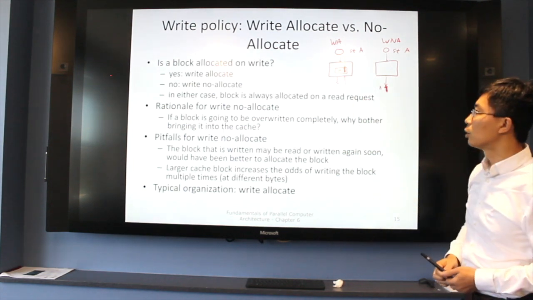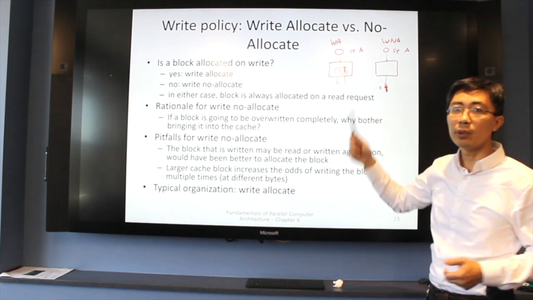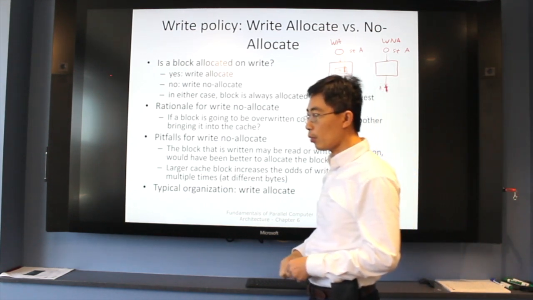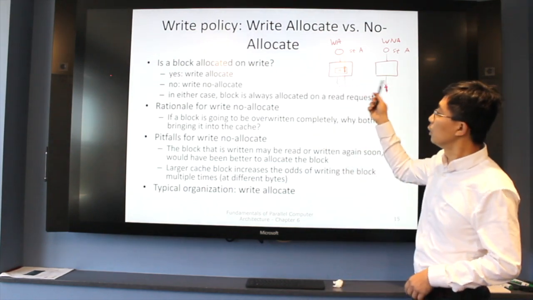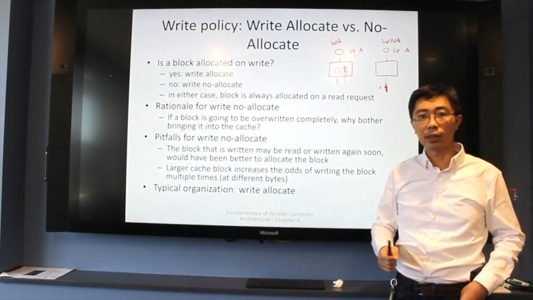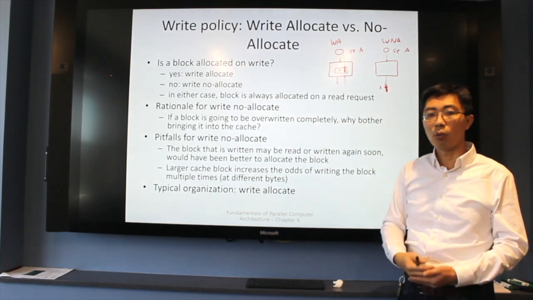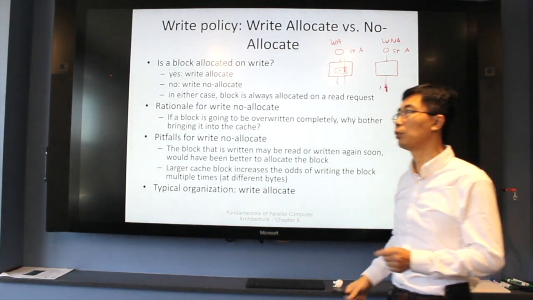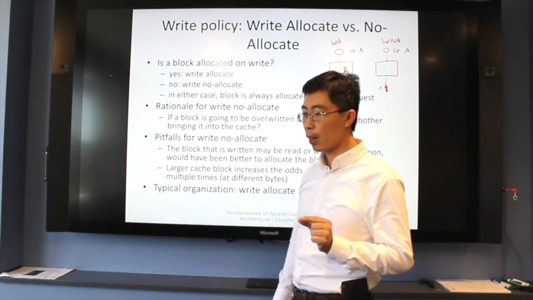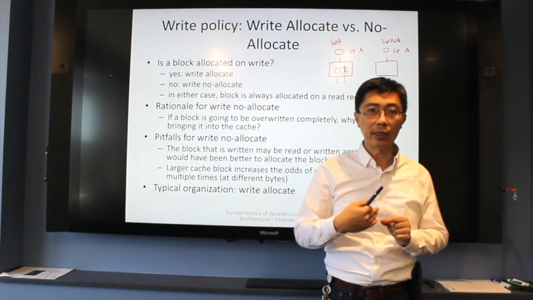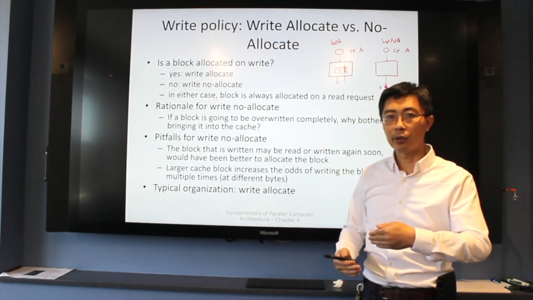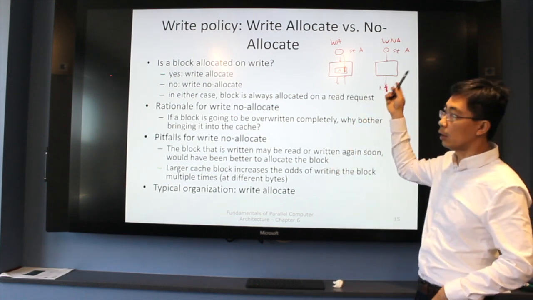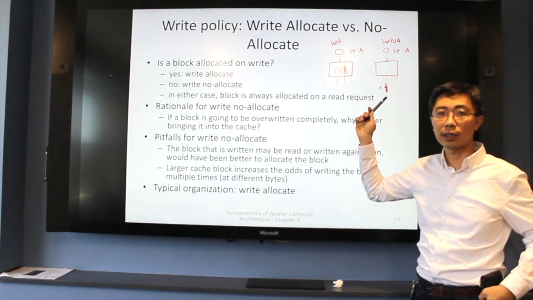So what is the rationale, or why do we even care about this? Well, it turns out that there are a couple of things. The first question is, why do we even bring a block that we are going to overwrite anyway? Imagine if you have a small cache block and then you want to overwrite it completely. There's no reason to bring it to the cache and then write it. So this was the rationale for write no allocate.